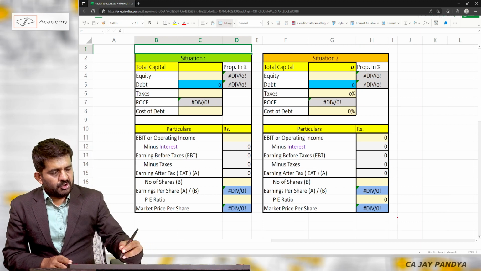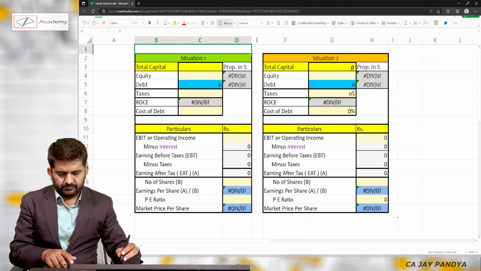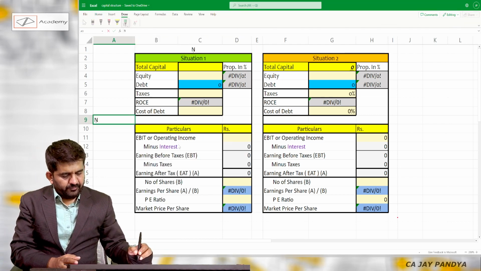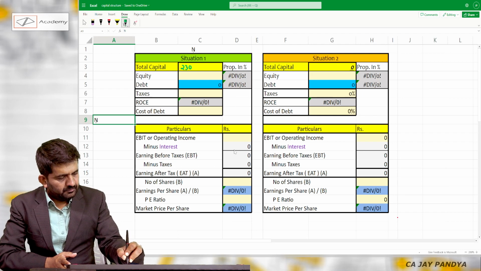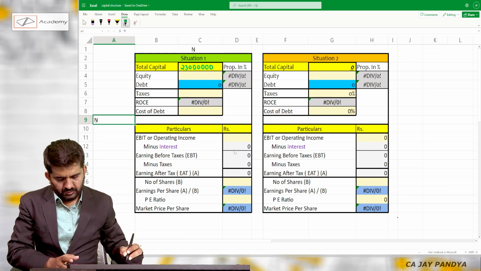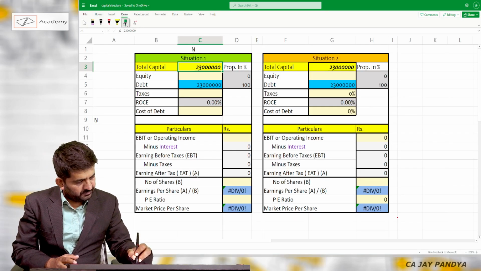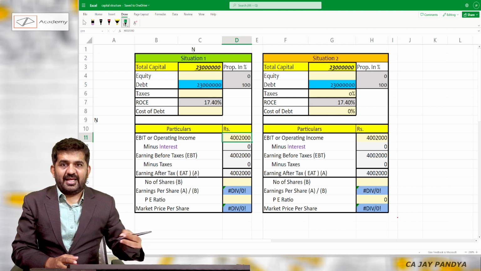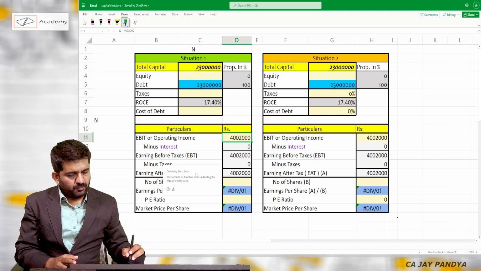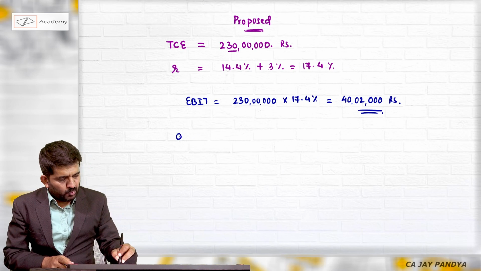So situation number 1 is 100% debt. Total capital employed is 230 lakhs. EBIT is 40 lakh 2000. My ROCE, as it is an Excel sheet, it will calculate automatically, which is 17.40 from total capital employed. Now let us go to option number 1.